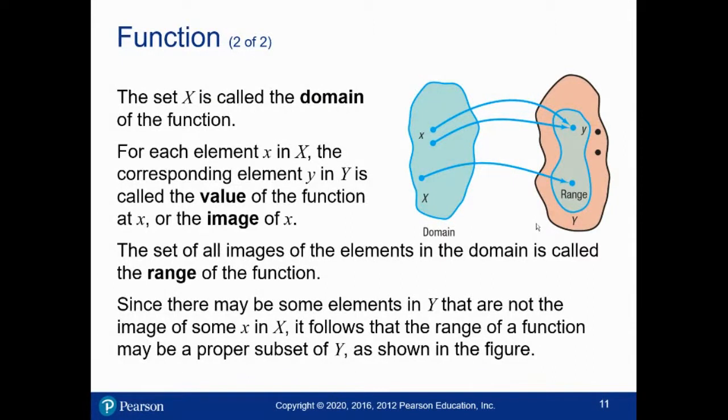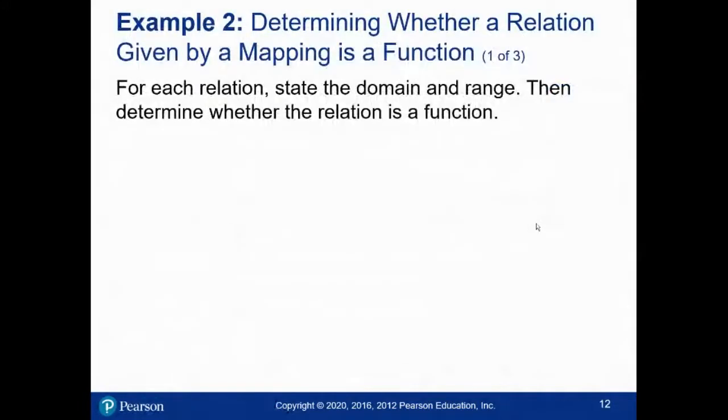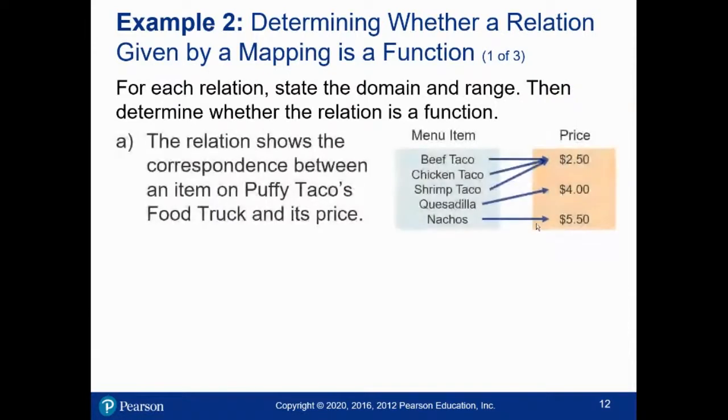Notice there might be some things in the set Y that aren't mapped to, okay? So that's okay. The range is everything you get out. The set Y might include some other stuff, and we'll see some examples of that in a minute. The domain, however, has to be stuff you can plug in. Okay. So we're going to do a couple examples of, can I determine whether something is a relation or an actual function? Okay. So take a look at this right here.